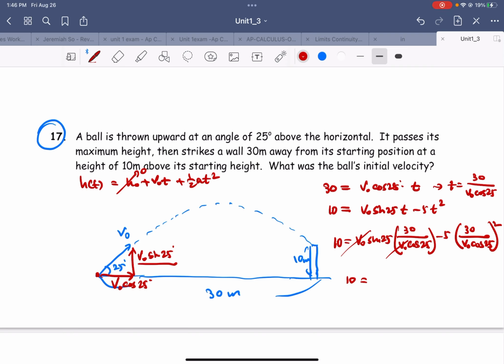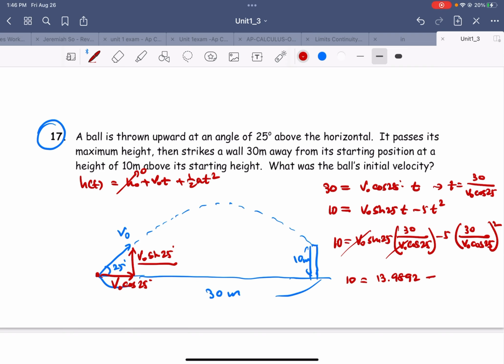I got 13. Hold on one second. Sine 25. Okay, so what I got here is 30 times sine 25 over cosine 25 is 13.9892. I'm not going to round up yet.